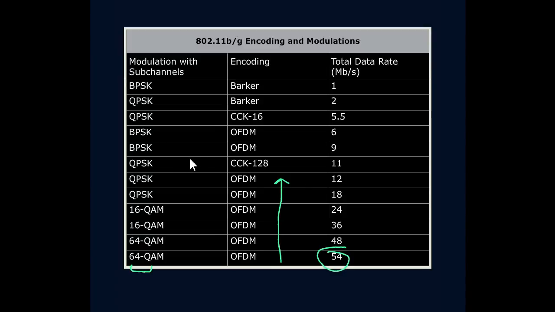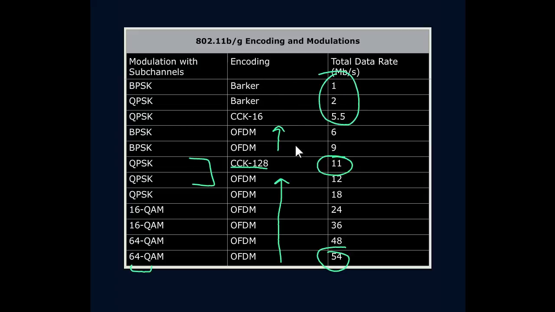But it can also support QPSK with CCK 128 to support the DSSS rate of 11 megabits per second. But we can go back to OFDM to support some intermediary rates of 6 and 9. Then for DSSS, we can support, again, 5.5, 2, and even 1 using the Barker encoding mechanism.